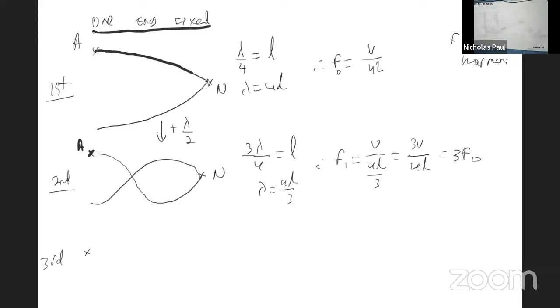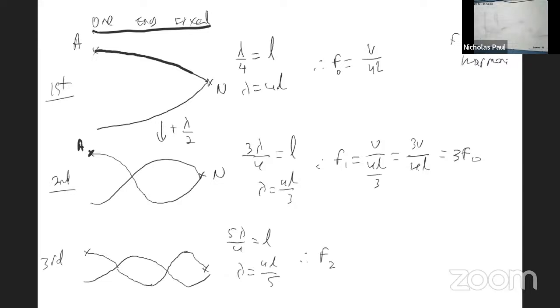Right, good. We'll work it out. So a third harmonic: node, antinode to node, antinode to node. This pen keeps slipping. So it looks something like that. So you add a next half a wave. When you add a half to that, that will be 5 lambda over 4. So lambda is equal to 4L over 5.